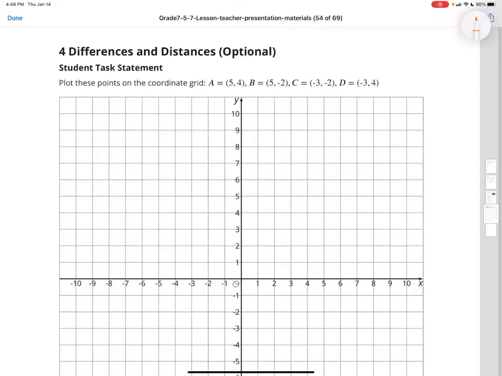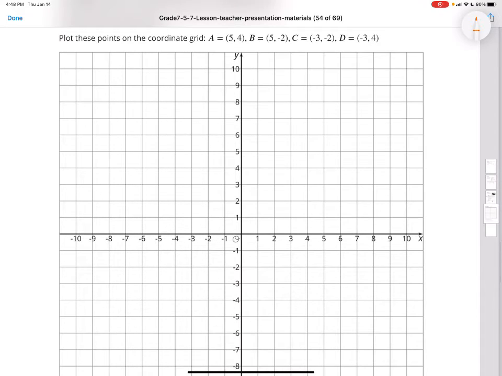Okay, guys, let's look at the last student task statement called differences and distances. It says plot these points on the coordinate grid. For point A, the point is when x is 5, y is 4.